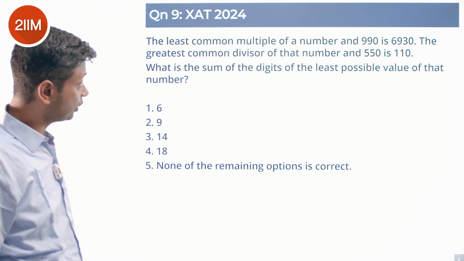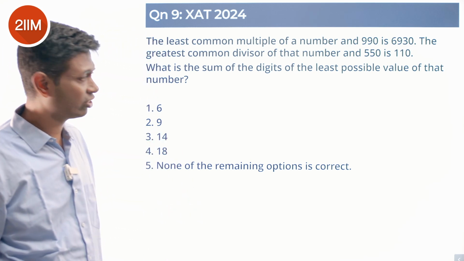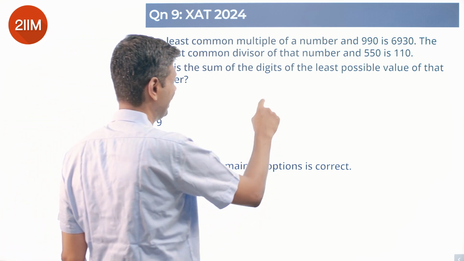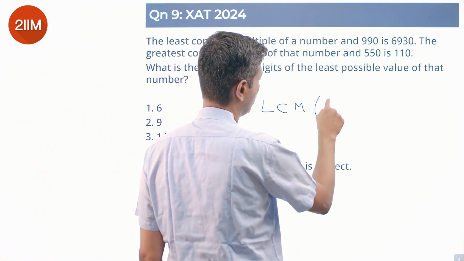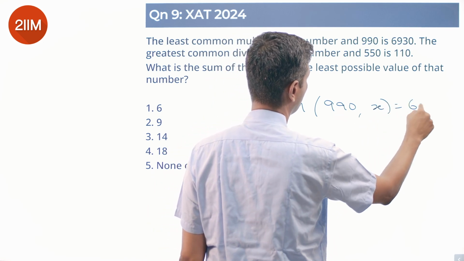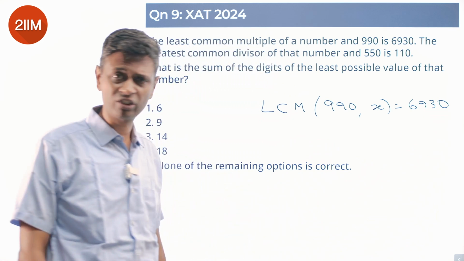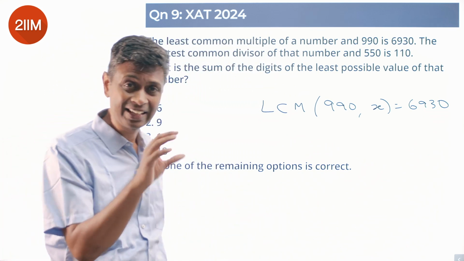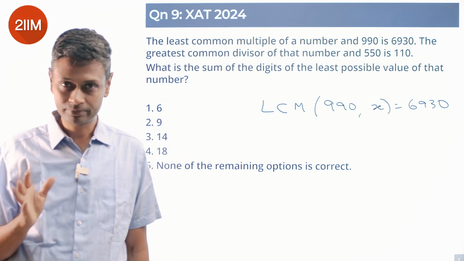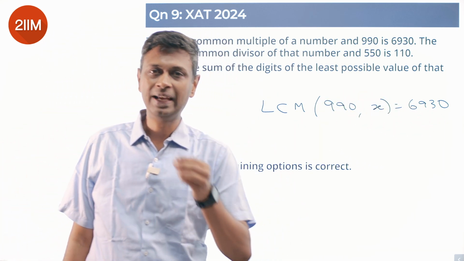The least common multiple of a number and 990 is 6930. So LCM of 990, x is 6930. So 990 into 7 is 6930. So this x has to have a 7 in it. 6930 has a 7. This number does not have a 7. X has to have a 7 in it.